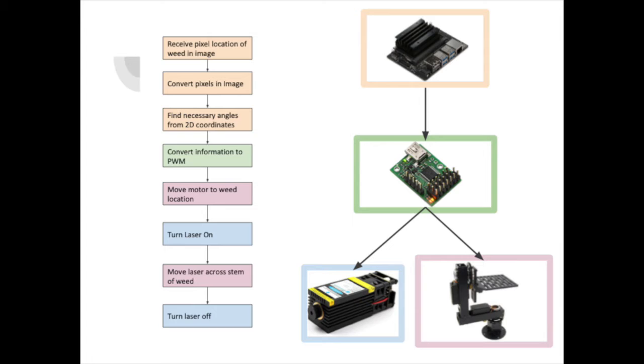And then this servo controller, which outputs pulse width modulation, controls the laser as well as the actual gimbal. So the laser takes pulse width modulation to turn on and off. So this controller will tell the gimbal where it needs to go, and then turn the laser on, and then move the laser across the weed, and then turn the laser off.